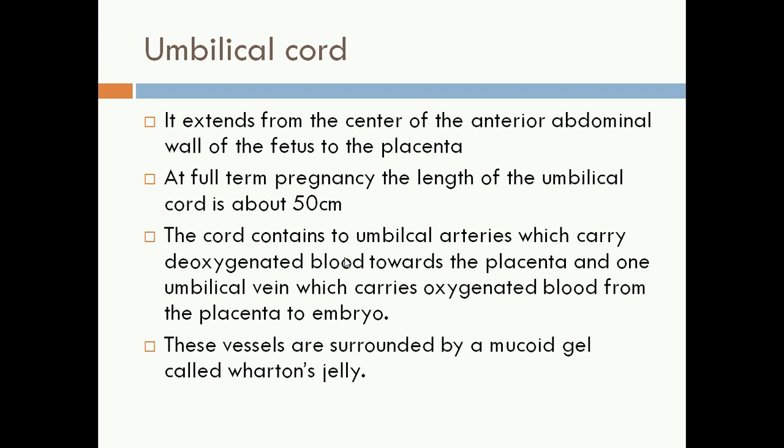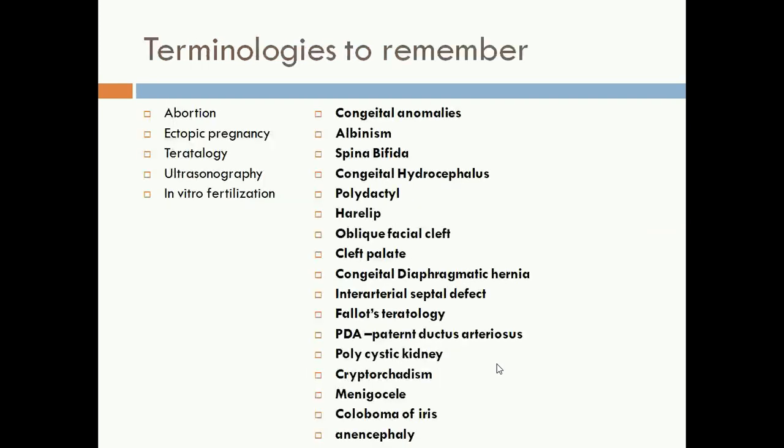Just as in the pulmonary circulation, you will find the pulmonary vein bringing in oxygenated blood, isn't it? Similarly, the pulmonary artery takes deoxygenated blood. In the same way here, deoxygenated blood is taken out by the umbilical arteries, and the umbilical vein brings in oxygenated blood. These vessels are surrounded by a mucoid gel called Wharton's jelly. Mucoid gel is a type of connective tissue which is protective for the umbilical vessels. These are the important terminologies that you will encounter in your textbook.